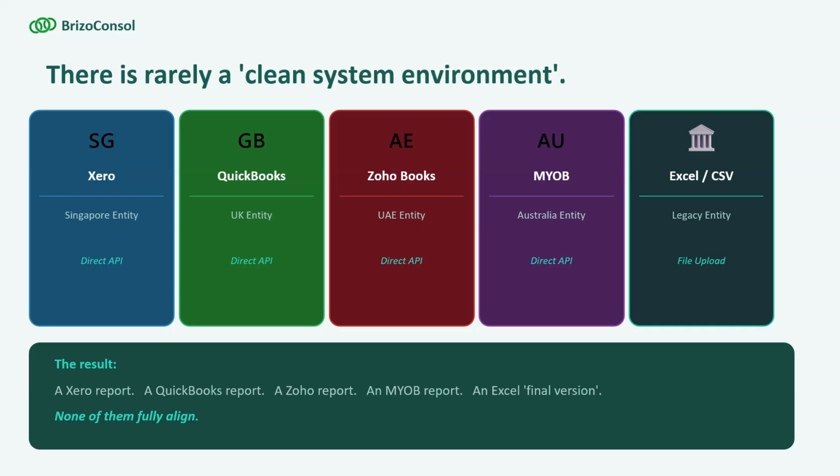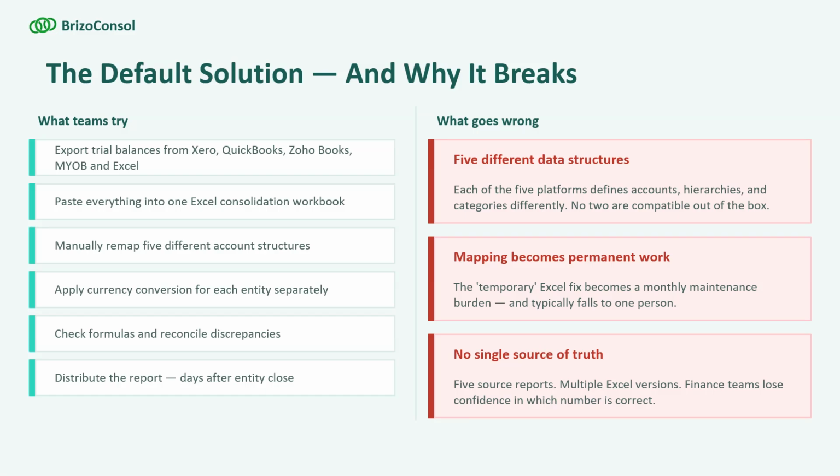Let's be honest about what's happening in most finance teams. There is rarely a clean system environment. Instead, you see a subsidiary using Xero, another using QuickBooks, a newly acquired company on Zoho Books, older entities still exporting Excel files. So what happens next? The default solution: Excel consolidation. Teams try to export trial balances from each system, standardize formats manually, build mapping tables, maintain a master consolidation workbook. And over time, this becomes fragile.